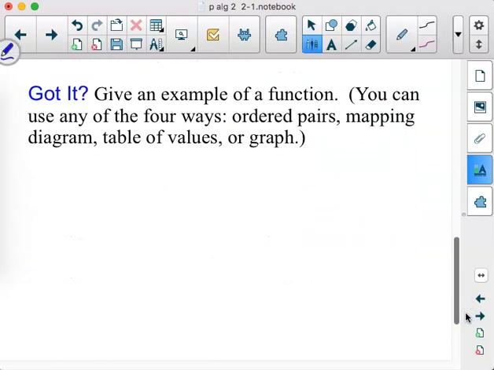Now, in this got it, it says give an example of a function. You can use any of the 4 ways. You could use ordered pairs, mapping diagram, table of values, or graph. So go ahead and make something up. You can hit pause. You can do that.